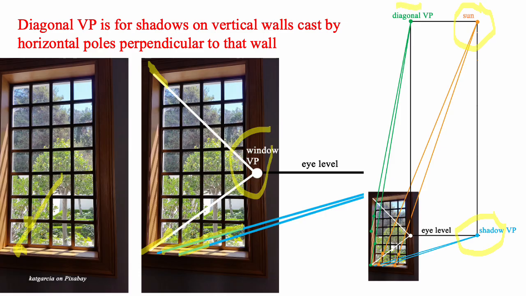And then finally we want to find the diagonal vanishing point, and they are on a vertical surface, which are the sides of the window here, that are perpendicular to the poles casting them, which are the window panes. And again, we get this rectangle where the diagonal vanishing point is at the same level as the sun and directly above the vanishing point for the object.